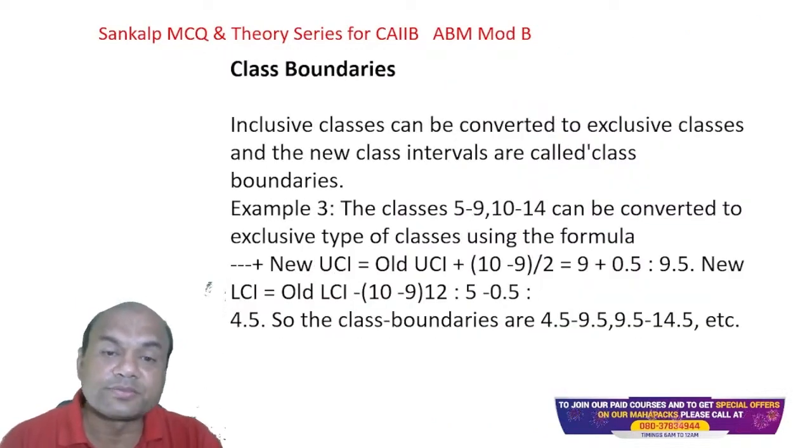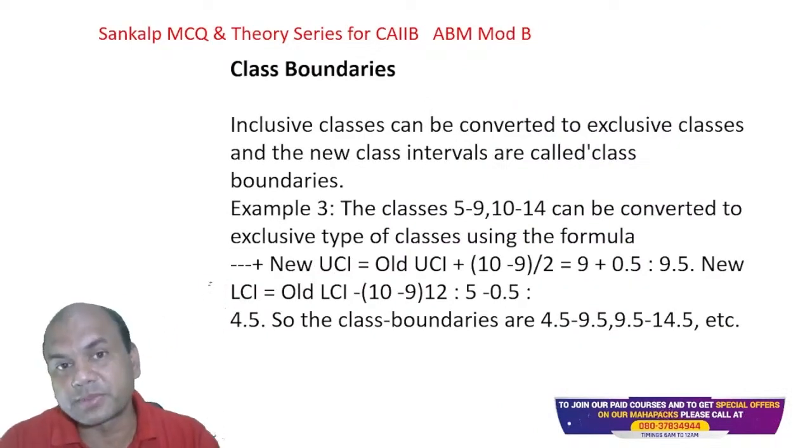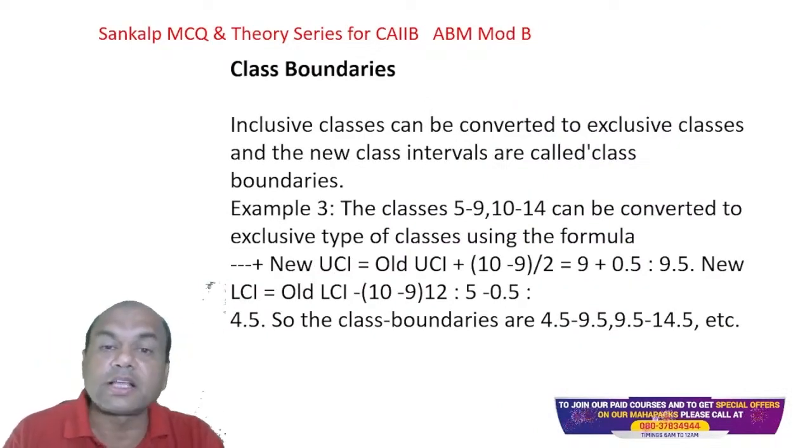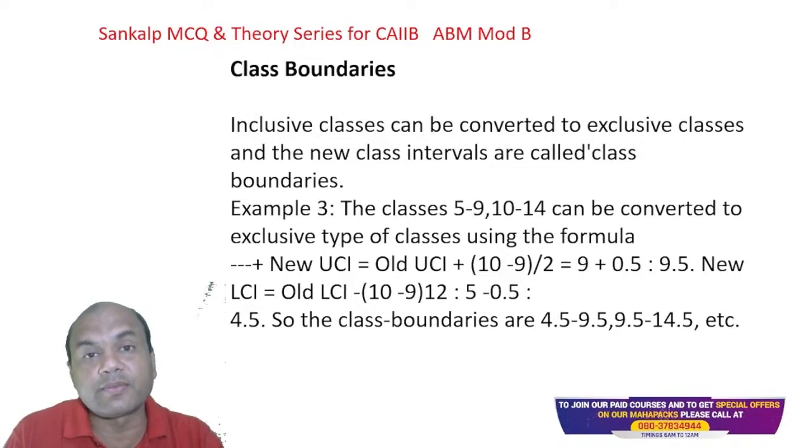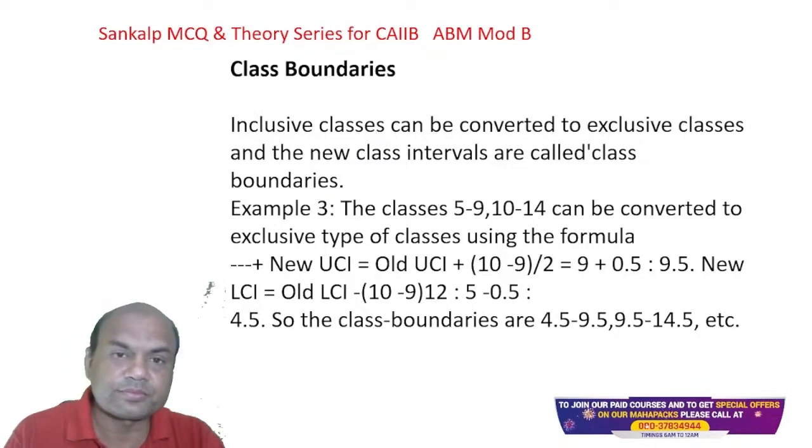Class boundaries. Now there are 2 types of class boundaries. Remember, what is the class boundary? I'll give you a simple example. Just now we saw the classes, 0 to 5, 5 to 10. Now it can be of 2 types. What are the 2 types?